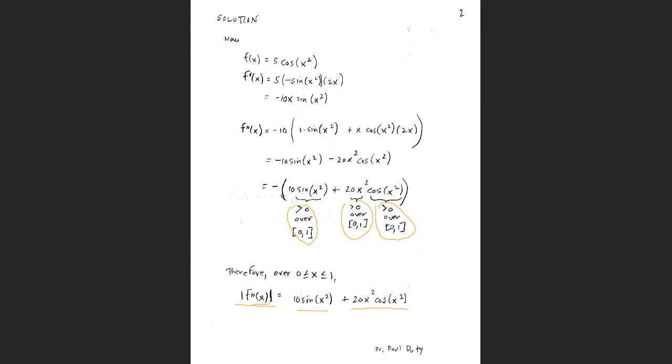If you take the absolute value, then the negative goes away, giving you just the positive part. So this is the absolute value of our second derivative. Are there any questions so far?